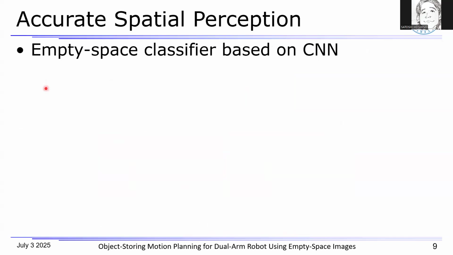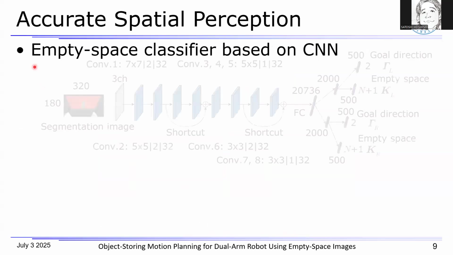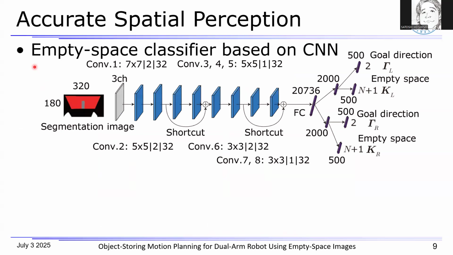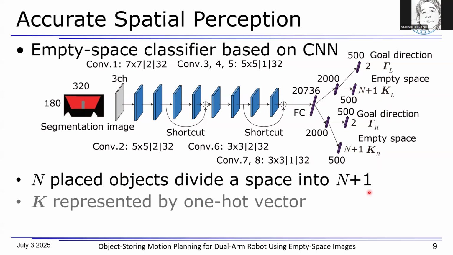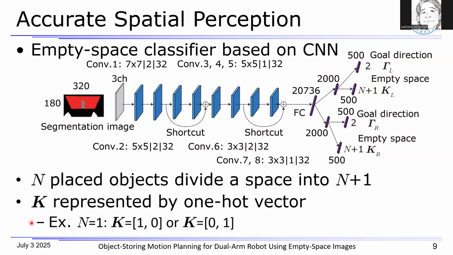For this challenge, we present an empty space classifier based on CNN, and this is the architecture of this classifier. First off, segmentation images are used as input, and in the output, let me only focus on the empty spaces for both hands, which are represented by n+1 neurons. This is because when n objects are placed in the shelf, the space is divided into n+1. And the empty space K is represented by a one-hot vector where a value of 1 is assigned to an empty space. Here, let me explain an example.